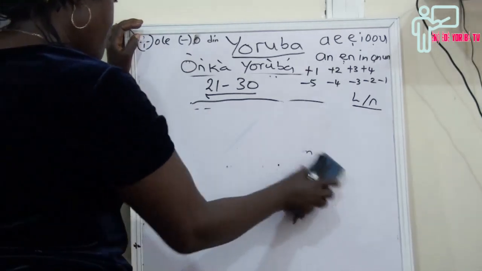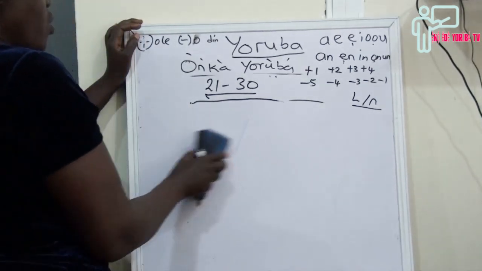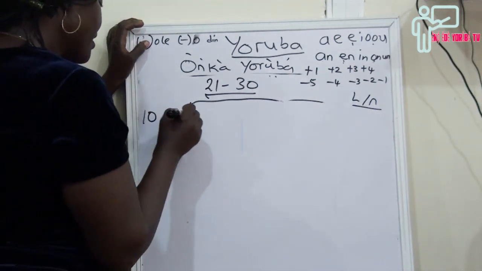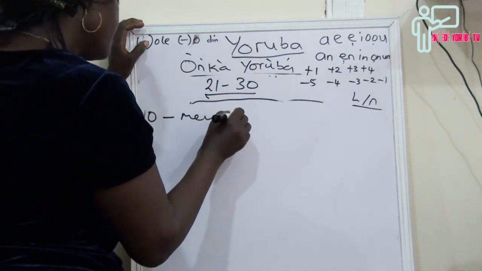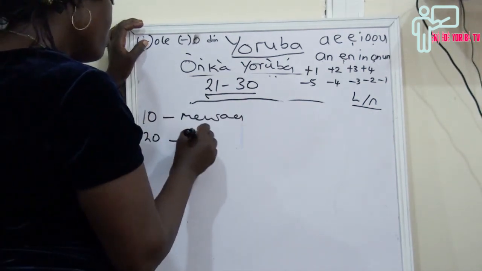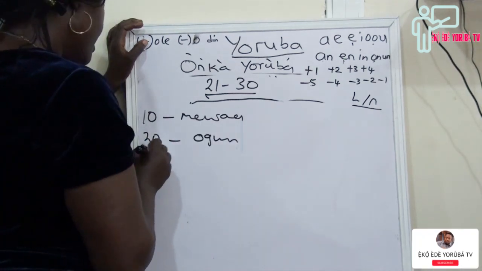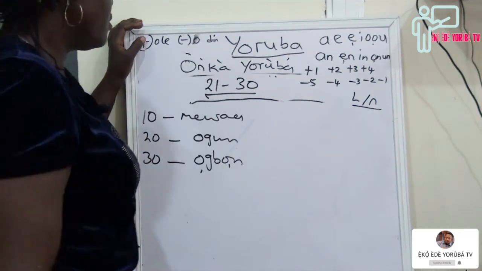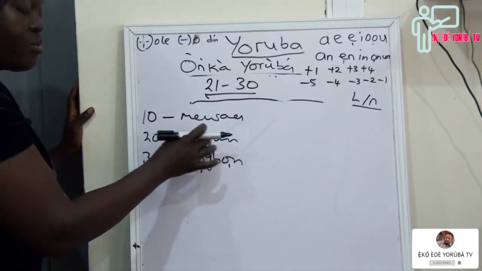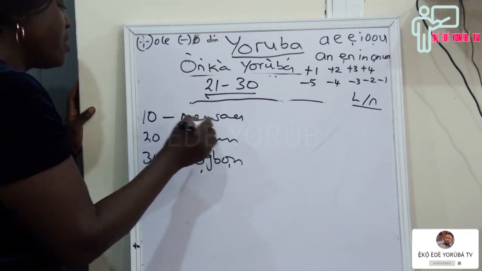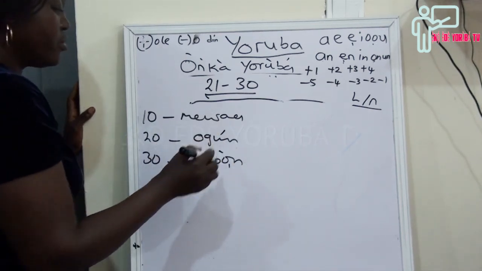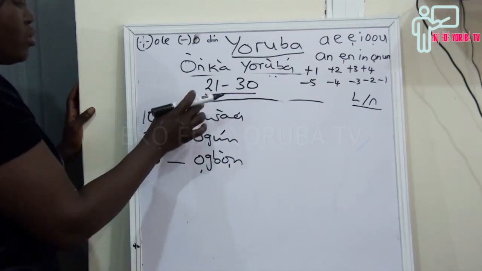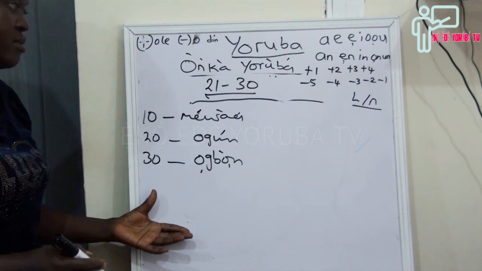So I'm rubbing it now. That is from 21 to 30. So this one is now 10, mẹ́wàá. 20, ogún. 30, ọgbọ̀n. Mẹ́wàá, ogún, rèmí. Ọgbọ̀n, rèdò. Mẹ́wàá, mídòmí. So that is it for that.